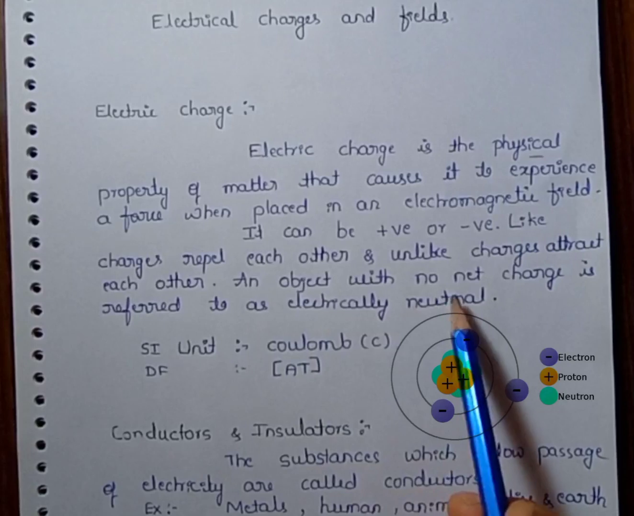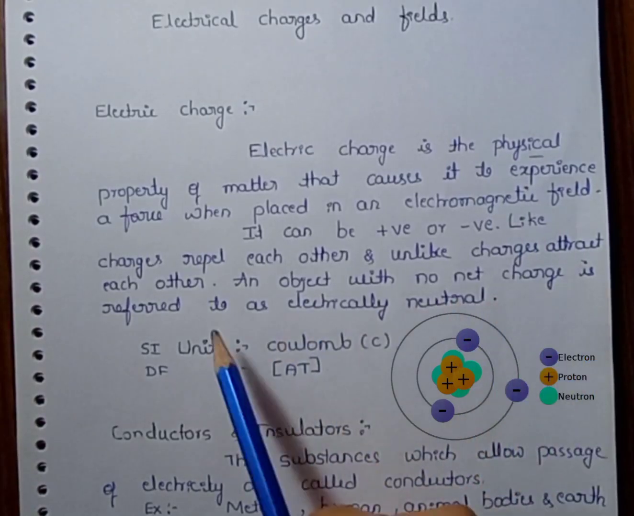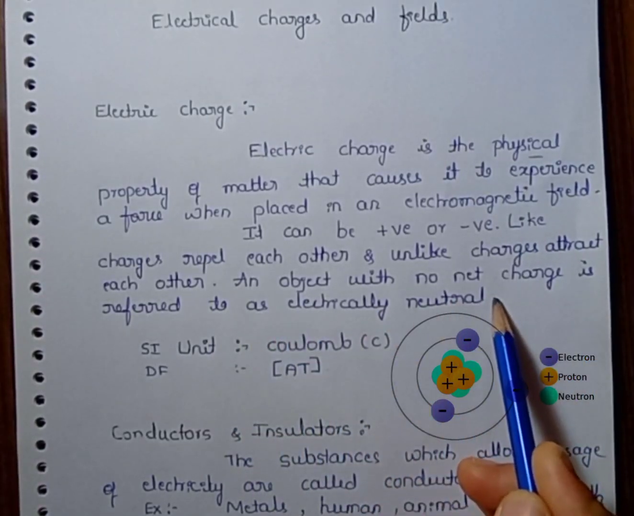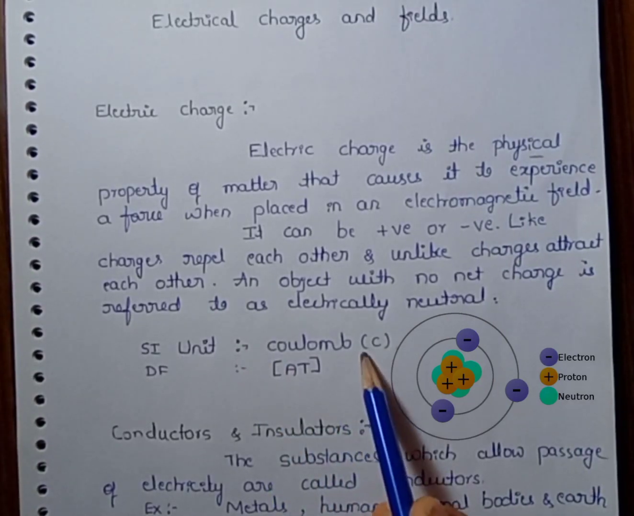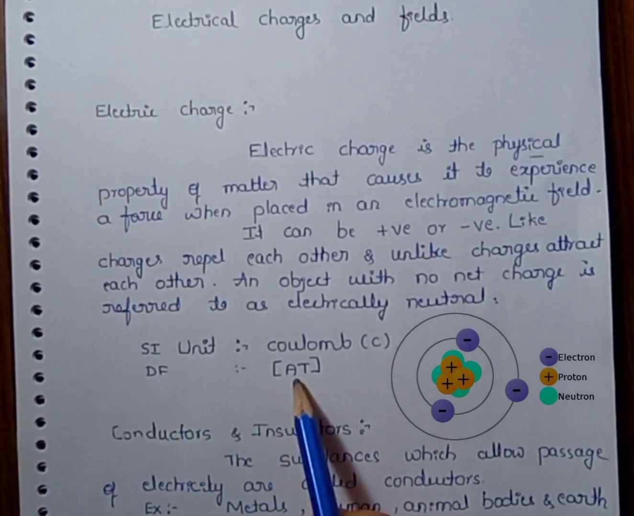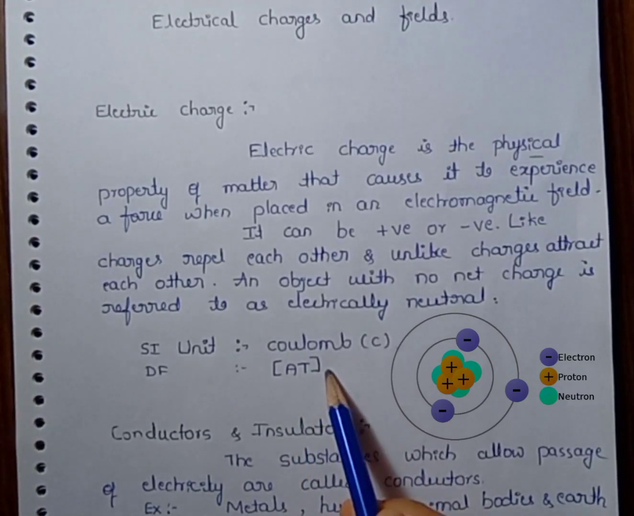An object with no net charge is referred to as electrically neutral. SI unit of electric charge is Coulomb and the dimensional formula is AT.